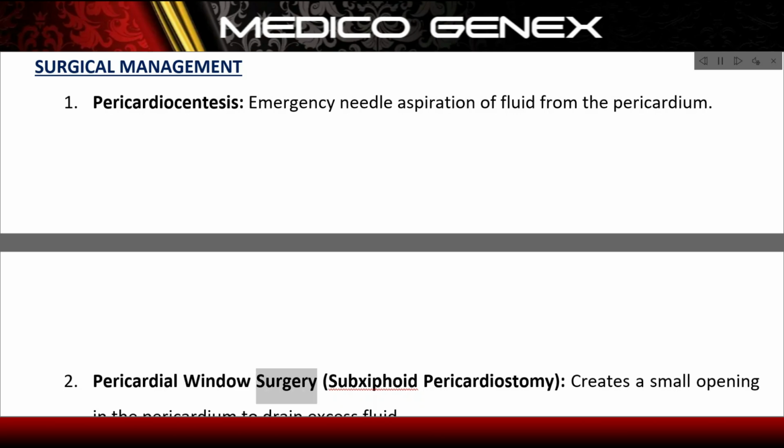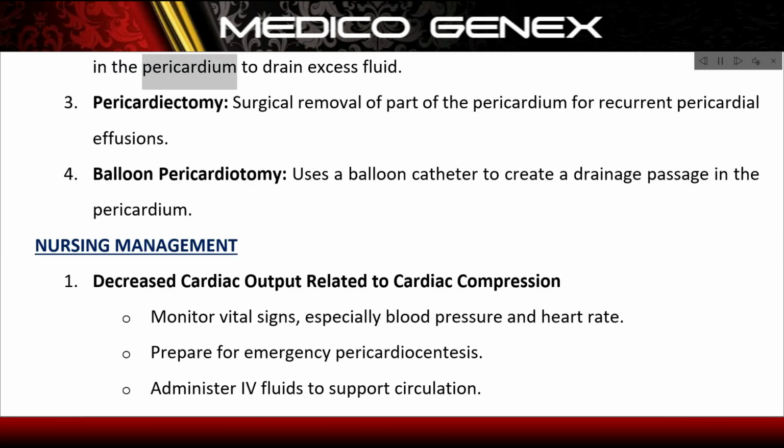Pericardial window surgery, subxiphoid pericardiostomy, creates a small opening in the pericardium to drain excess fluid. Pericardiectomy, surgical removal of part of the pericardium for recurrent pericardial effusions. Balloon pericardiotomy, uses a balloon catheter to create a drainage passage in the pericardium.